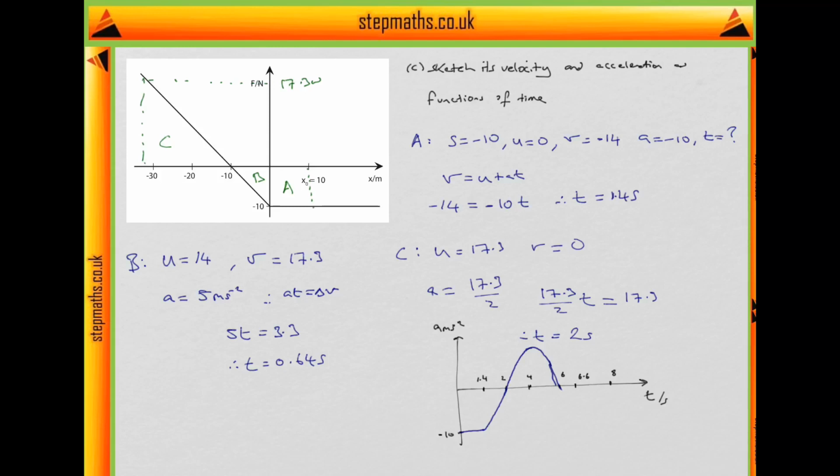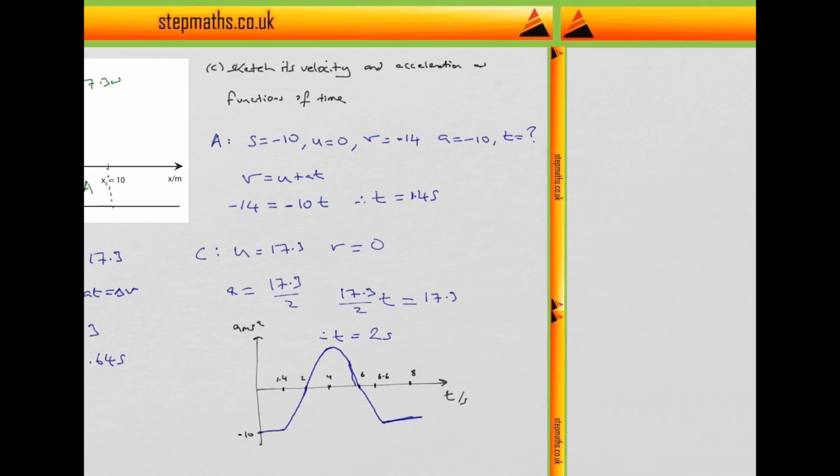It then leaves section B down here, and it has a constant acceleration of minus 10 meters per second squared up to time 8 seconds. So that's acceleration versus time. Okay, now for velocity versus time. So let's just sketch that out.